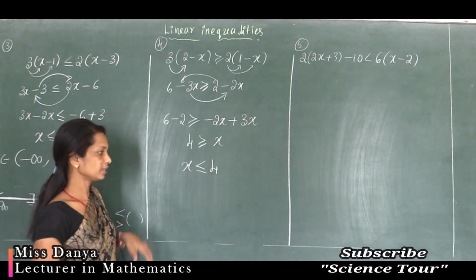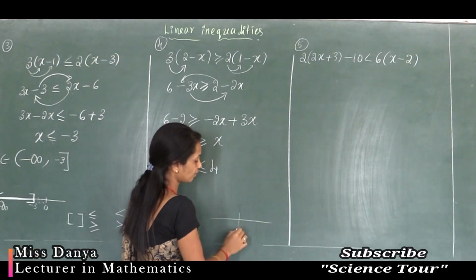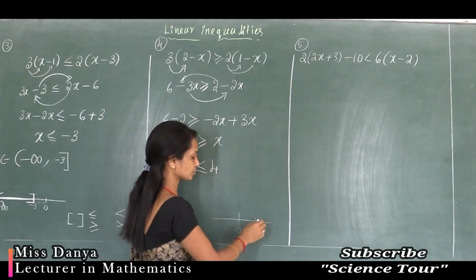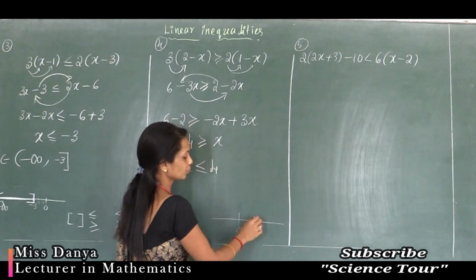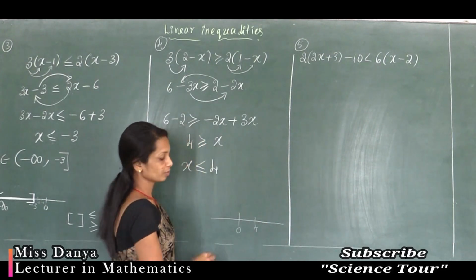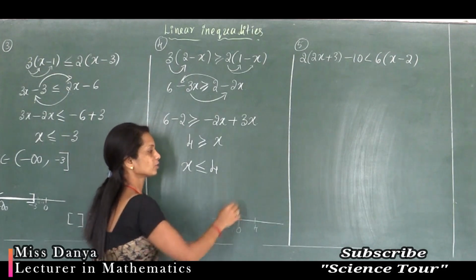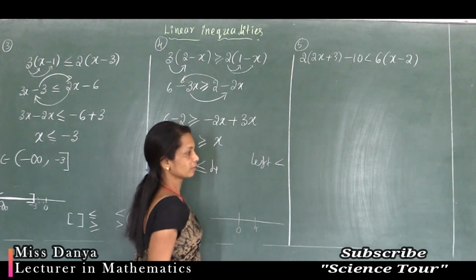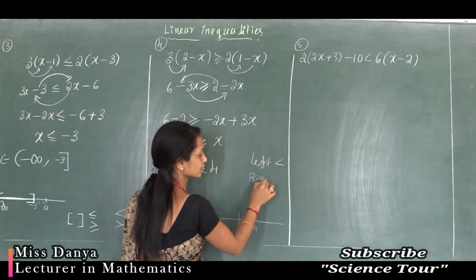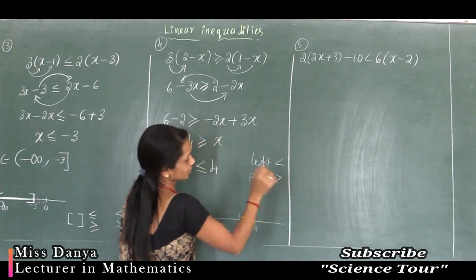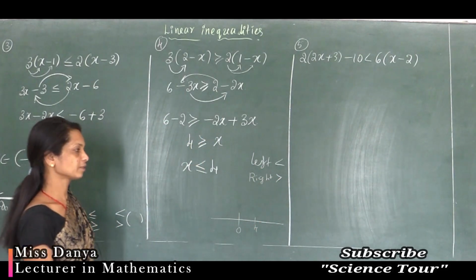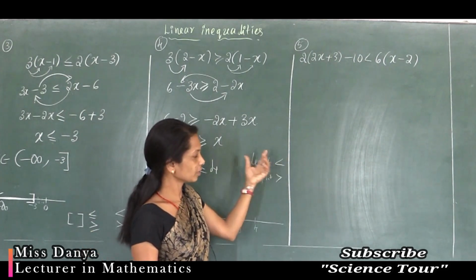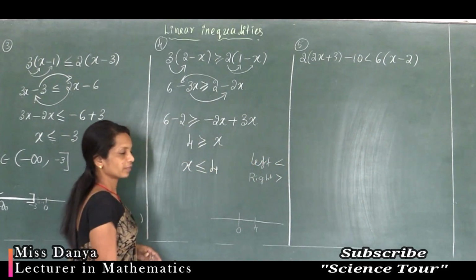Okay. How to write interval form? Just imagine you have a number line. And where is 4? 4 is to the right side of 0. And less than or equal to 4. Less than or equal to 4 means which side you have to see. Always keep this in your mind. Left side means less than symbol will be there, and right side means greater than symbol. If you have greater than symbol, then you have to see right side. If you have less than symbol, then you have to see left side of a number line.